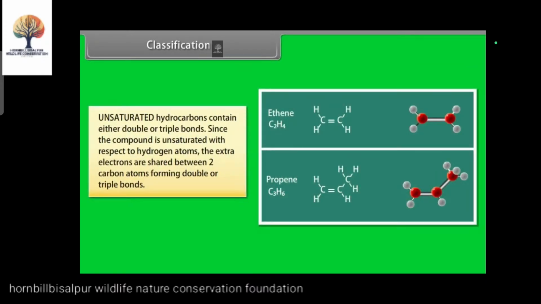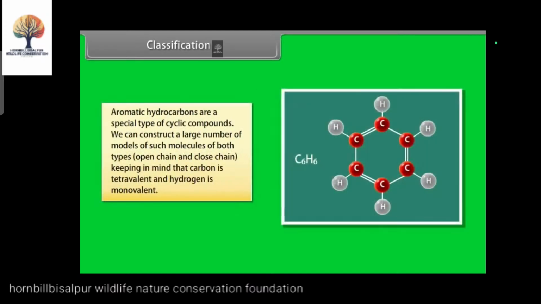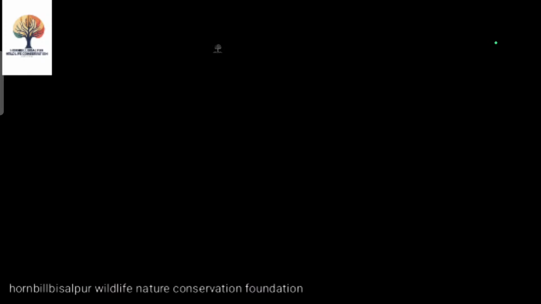Unsaturated. Unsaturated hydrocarbons contain either double or triple bond. Since the compound is unsaturated with respect to hydrogen atoms, the extra electrons are shared between two carbon atoms, forming double or triple bonds. Aromatic hydrocarbons. Aromatic hydrocarbons are a special type of cyclic compounds. We can construct a large number of models of such molecules of both types, open chain and closed chain, keeping in mind that carbon is tetravalent and hydrogen is monovalent.